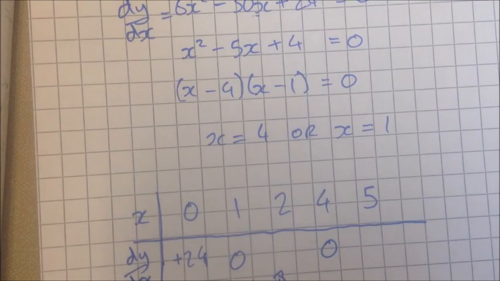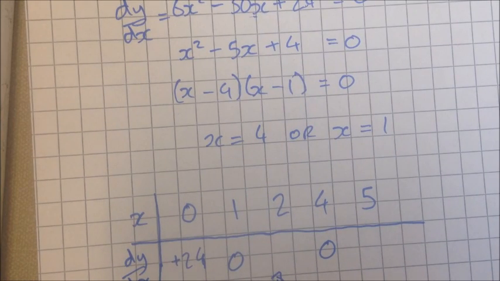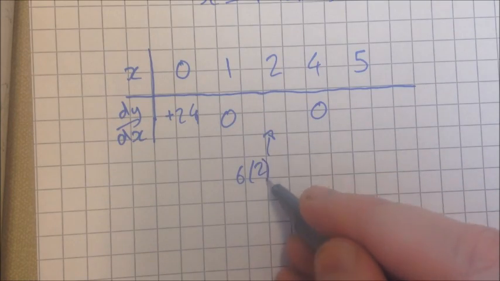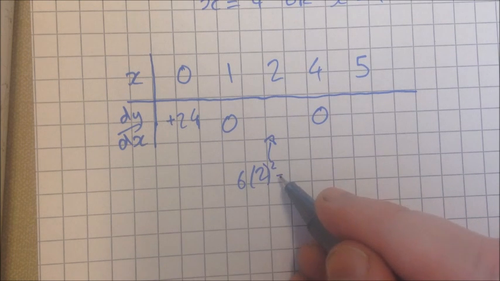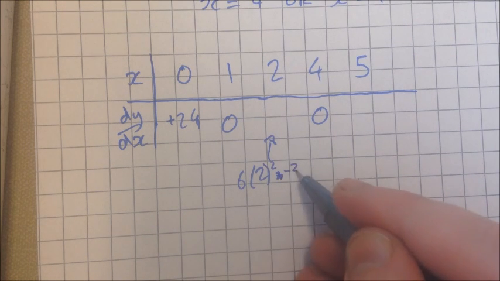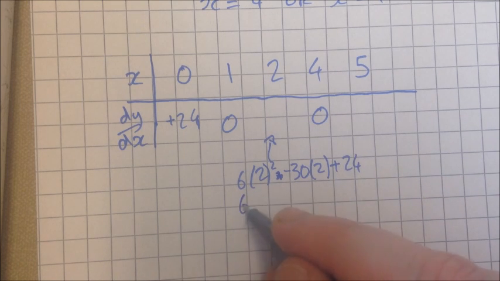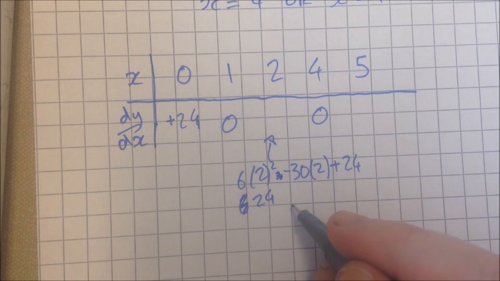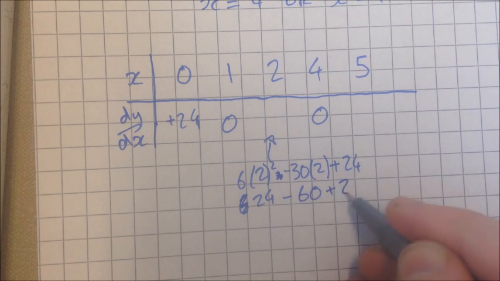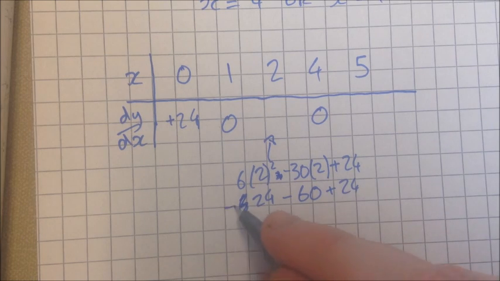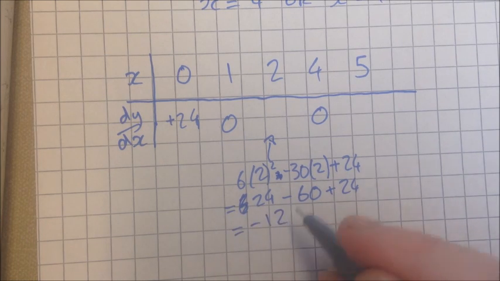2 squared. 6 lots of 2 squared for this one. Take away 30 lots of 2 plus 24. That's 6 lots of 4. That's 24. Negative 30 lots of 2 is negative 60 plus 24. So that's 48, take away 60. That is negative 12.